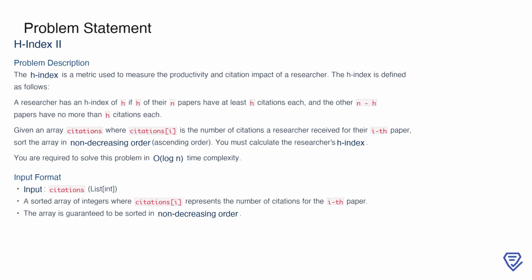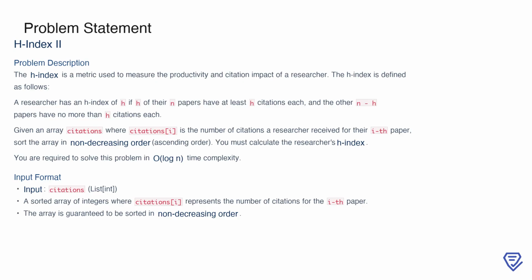Let's get started. The H-index is a widely used metric that quantifies both the productivity and citation impact of a researcher. It is defined as the maximum value of H such that the researcher has at least H papers with H or more citations each, while the rest of the papers have no more than H citations. In this problem, you are provided with an array called citations, where each element represents the number of citations a researcher's specific paper has received. This array is guaranteed to be sorted in non-decreasing order, meaning the values are arranged in ascending order.